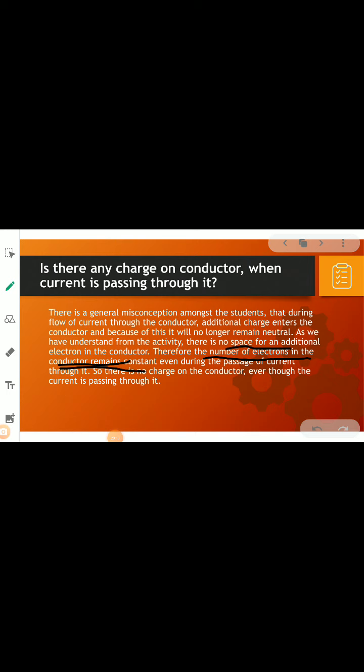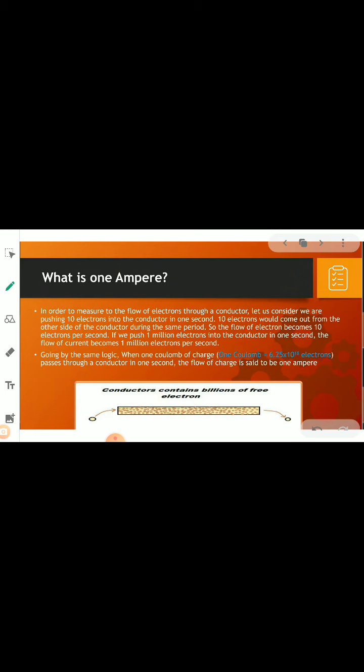So it means that if there are 100 electrons in the conductor, after the current is passed through it also, only the 100 electrons will remain. So there is no change in electrons. Yes, now let us move on to the next topic, that is 1 ampere.